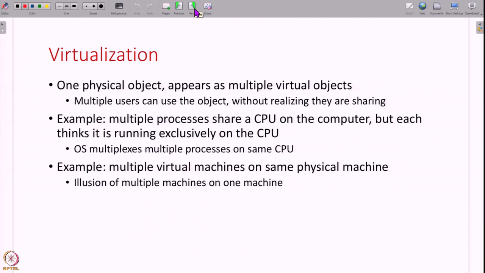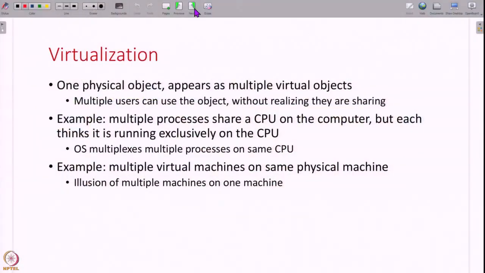It means that there is one physical object, but you somehow make it appear as multiple virtual objects, right? You give an illusion of multiple virtual objects, so that multiple users will keep using these virtual objects without realizing that they are all sharing the same underlying physical object. That is the principle of virtualization.